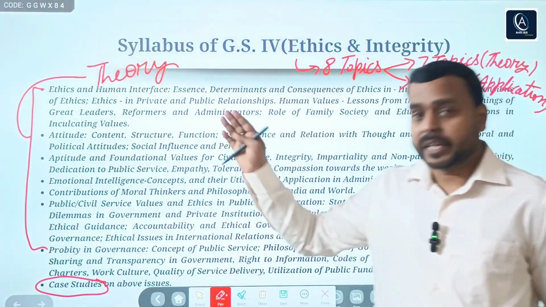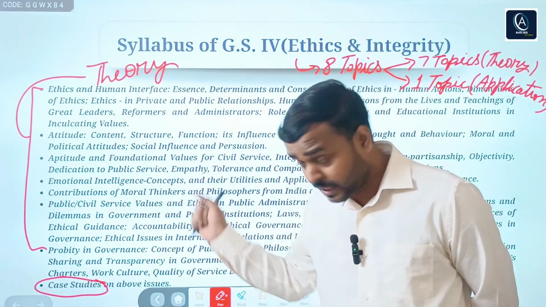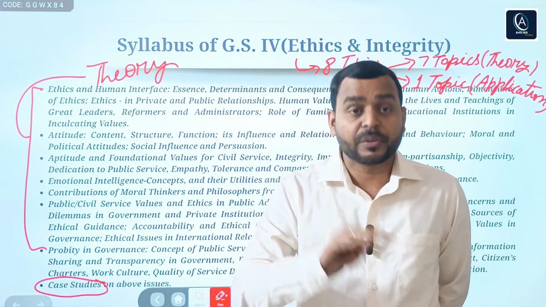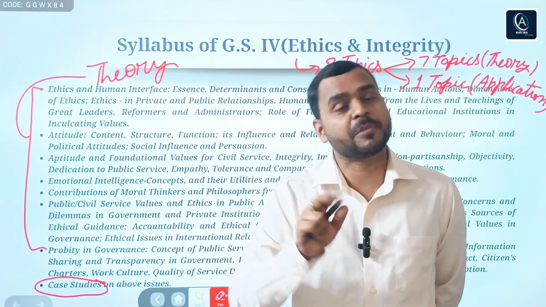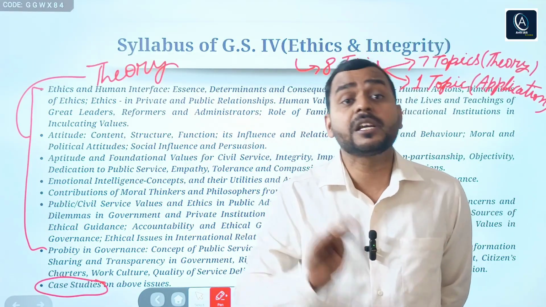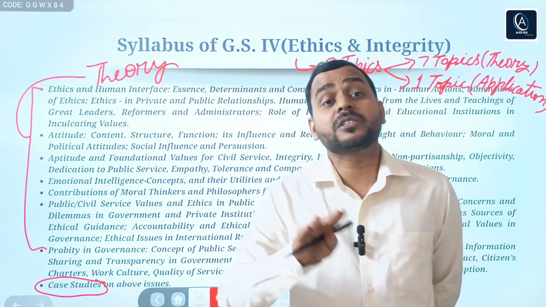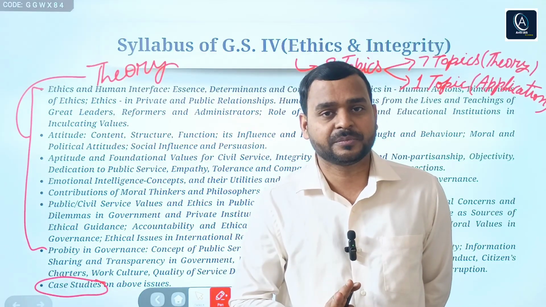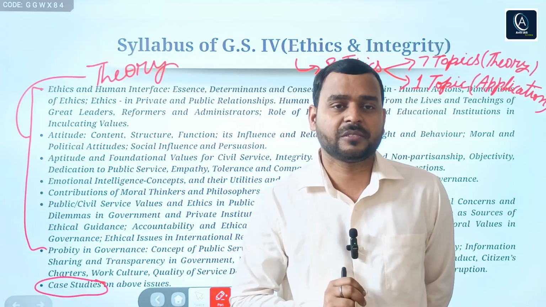So if you want to perform well and fetch good marks in ethics, GS paper 4, then you have to create a balance between the theory part as well as the application part. In some aspirants, theory is very good. In some aspirants, application is very good. But those aspirants perform well who have a proper balance in theory as well as application. So try to have a proper balance between theory and application.